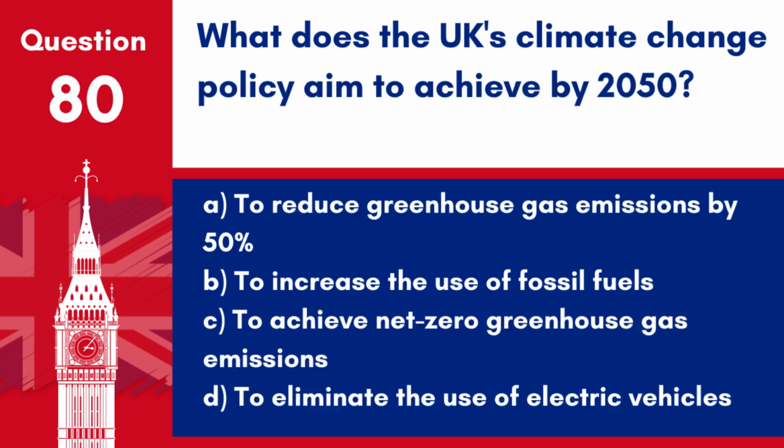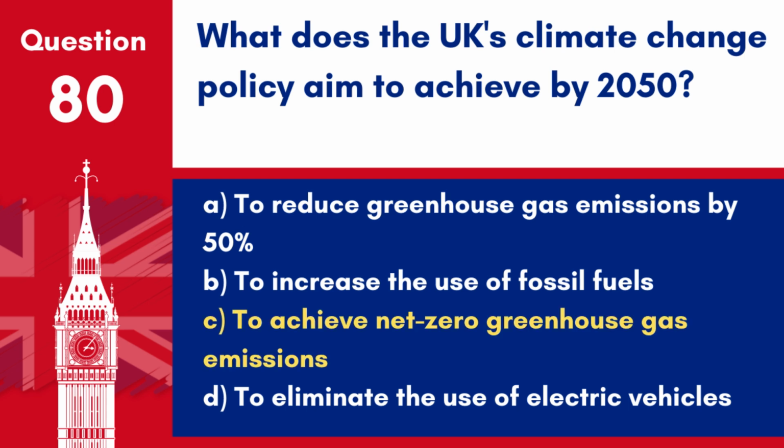Question 80. What does the UK's climate change policy aim to achieve by 2050? A. To reduce greenhouse gas emissions by 50%. B. To increase the use of fossil fuels. C. To achieve net zero greenhouse gas emissions. D. To eliminate the use of electric vehicles.